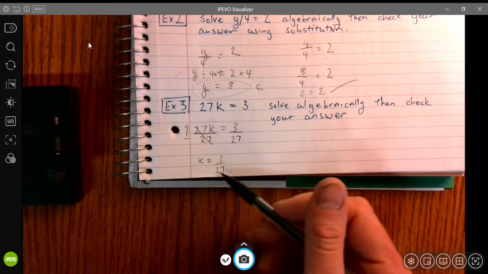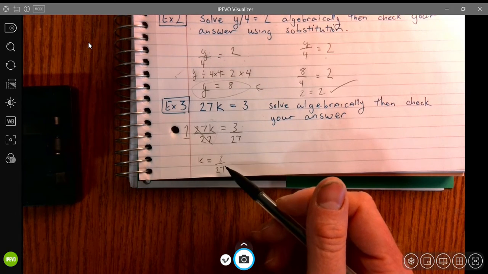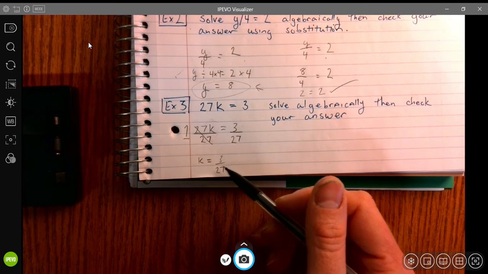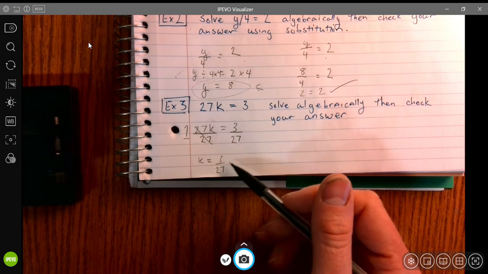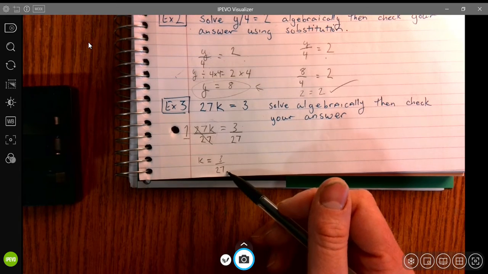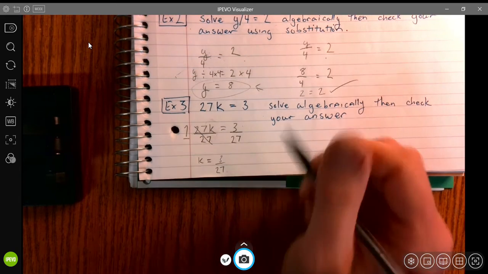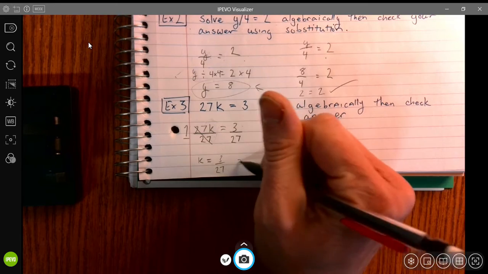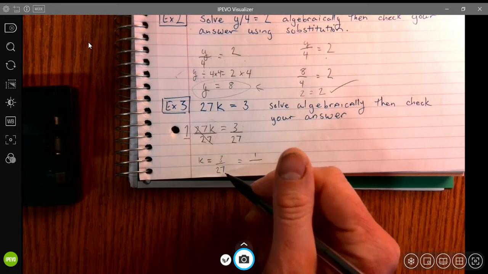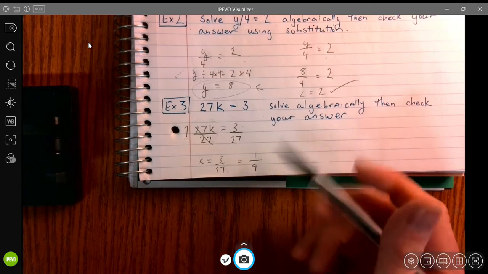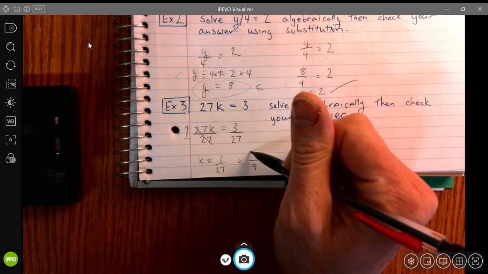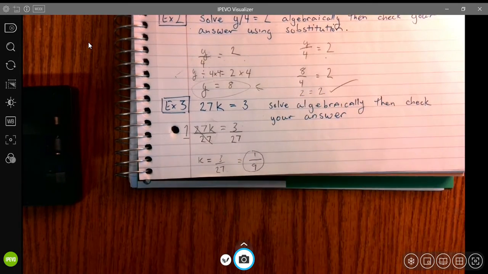And I'm looking at this answer, and I can say, oh well, that fraction 3 over 27 can be reduced. What number goes into 3 and 27? 3. So 3 divided by 3 is 1. 27 divided by 3 is 9. So my answer is 1/9, or k equals 1/9.